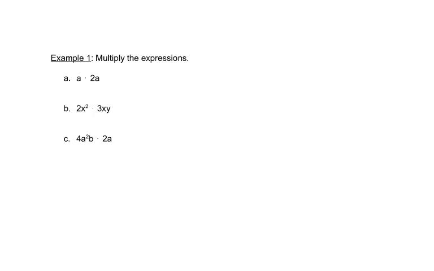This says that I have a times 2a. Now remember that this is all multiplication. It really just means a times 2 times a. And multiplication can be done in any order we want. Here's an a and here's an a. That means I have an a squared. So we would write the answer as 2a squared.